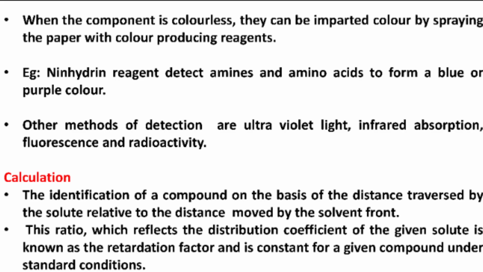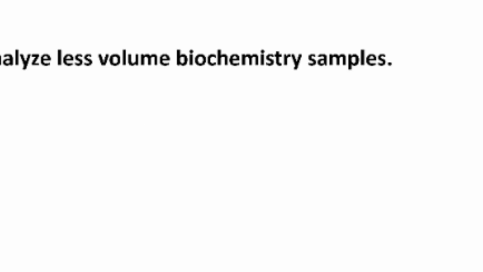Next we are going to see about calculation. The identification of a compound is made on the basis of the distance traversed by the solute related to the distance moved by the solvent front. This ratio, which reflects the distribution coefficient of the given solute, is known as the retardation factor and is constant for a given compound under standard conditions. Application of paper chromatography: it is easy to analyze small volume samples in biochemistry.